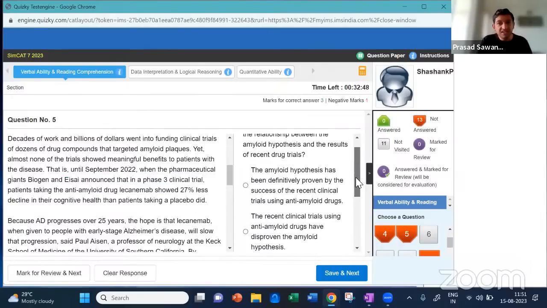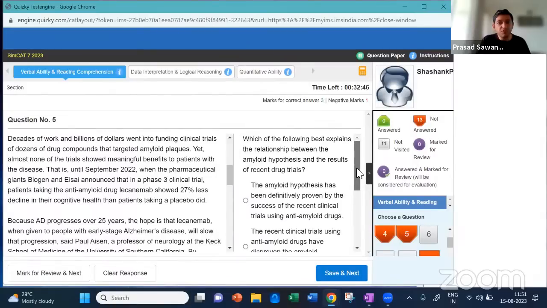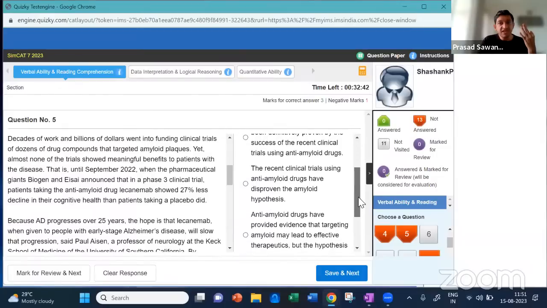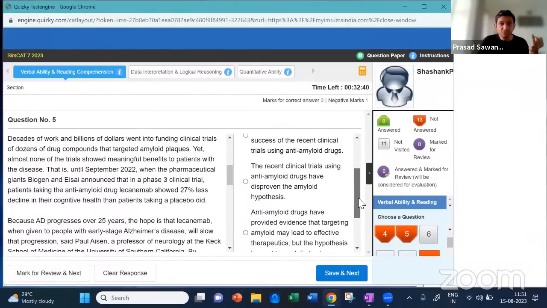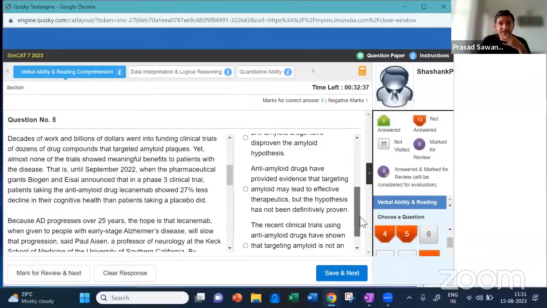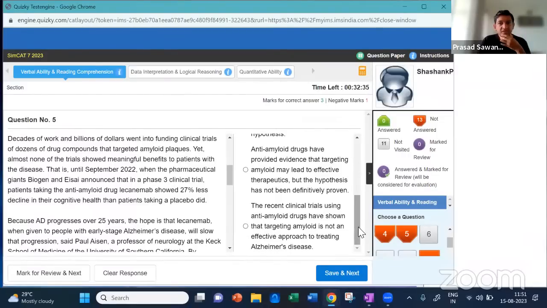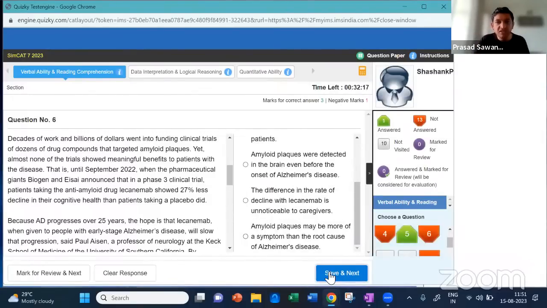Fair enough. The amyloid hypothesis has been definitively proven by the success of the drug. It has not been definitively proven. The recent clinical trials using anti-amyloid drugs have disproven it. It has not disproven it as well. Have provided evidence that targeting amyloid may lead to effective therapeutics, but the hypothesis has definitely not been proven. Okay. Have shown that targeting amyloid is not an effective approach. It's not that. It's saying 27% less, but the hypothesis has not been definitively proven, as has been mentioned in the last paragraph as well, right? Smoke and fire. So I think I'll go with the third one.